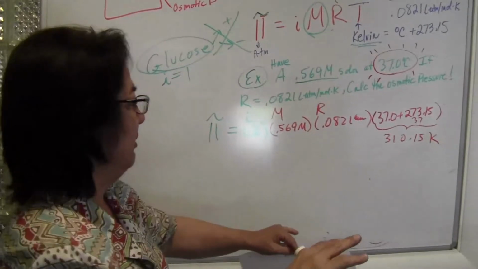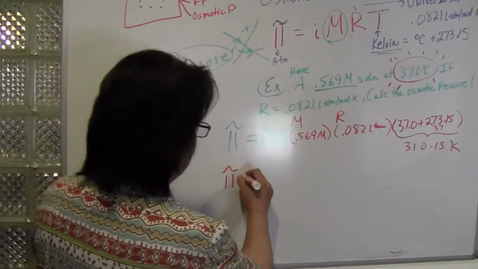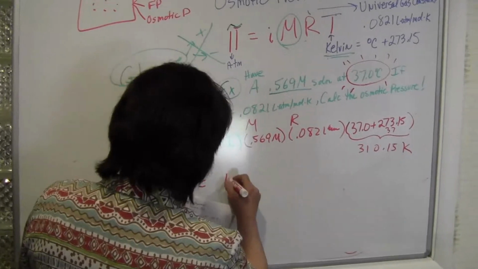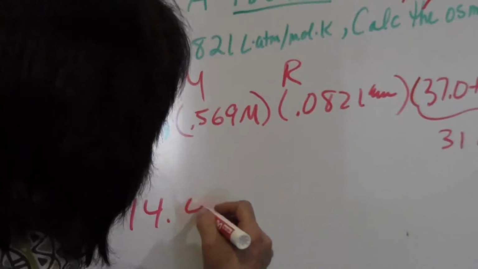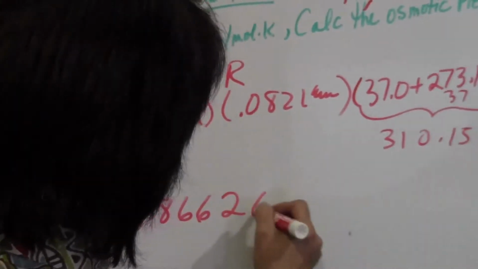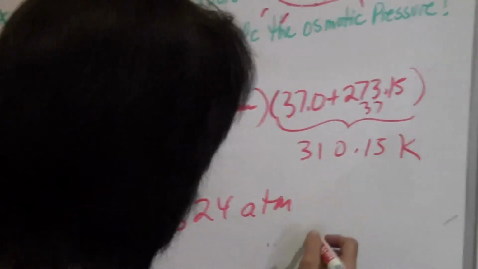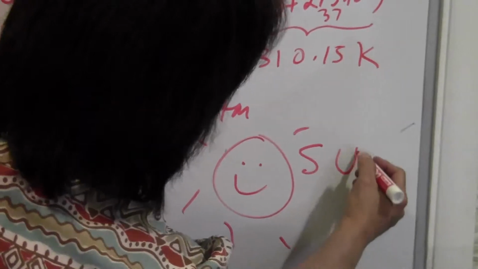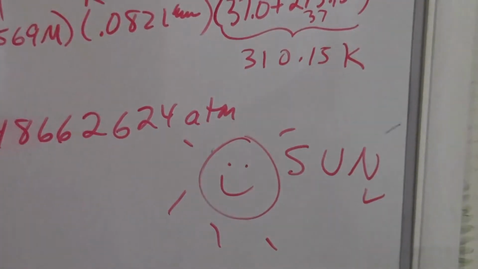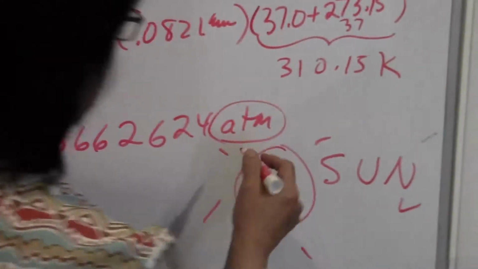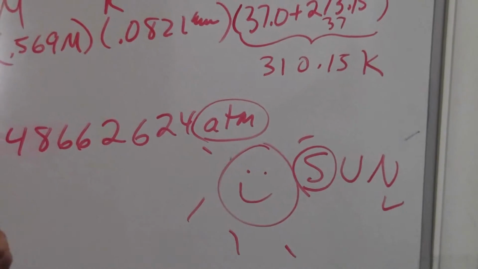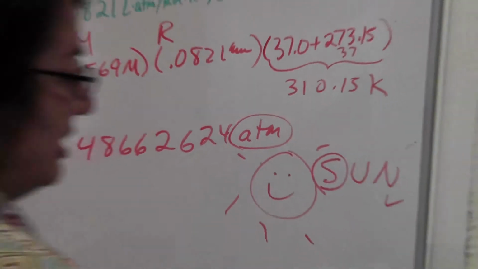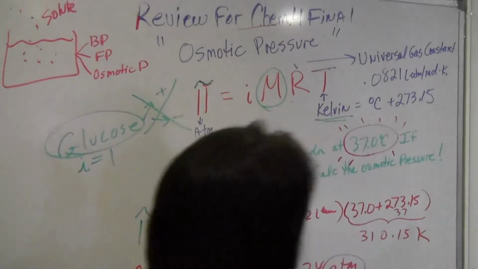It's just Kelvin. When we multiply all of these numbers, we get 14.486622624 atmospheres. Remember SUN: significant figures, units, and number. We have our number, we have our units, it's a pressure, so atmospheres. We need significant figures. For significant figures, always go back and look at the number of significant figures in the problem. What did they give us?